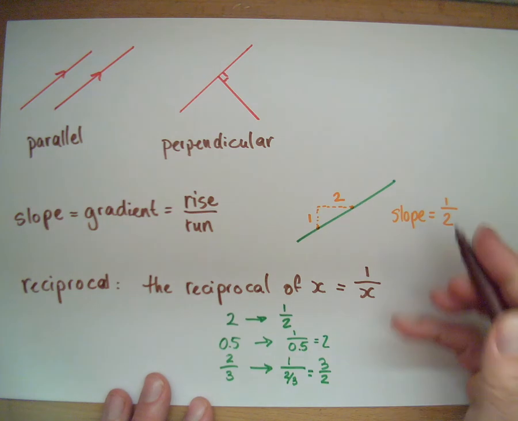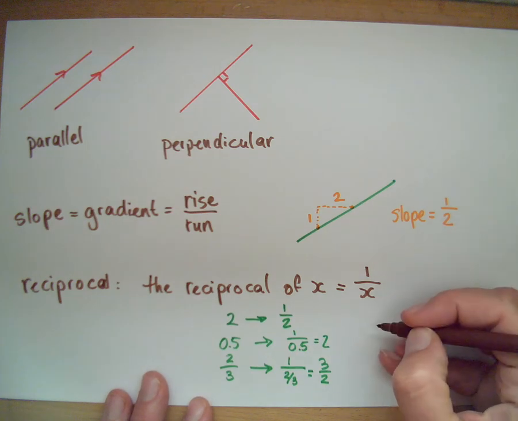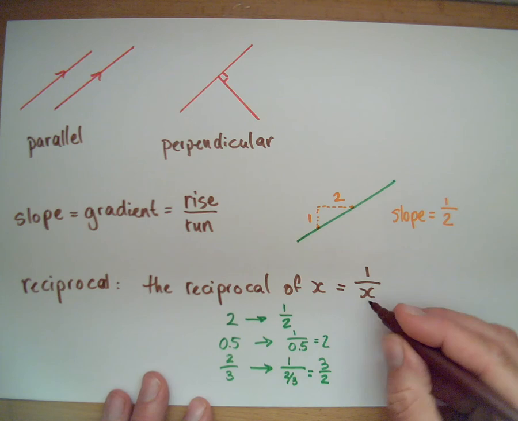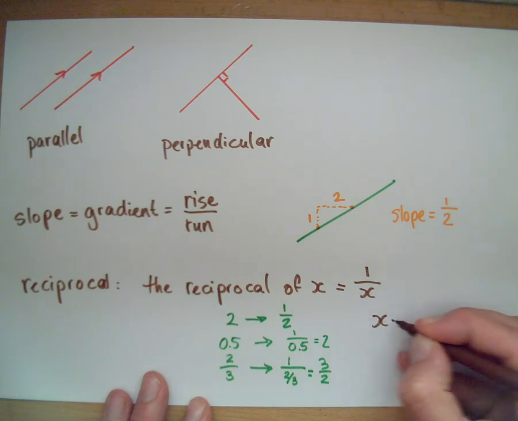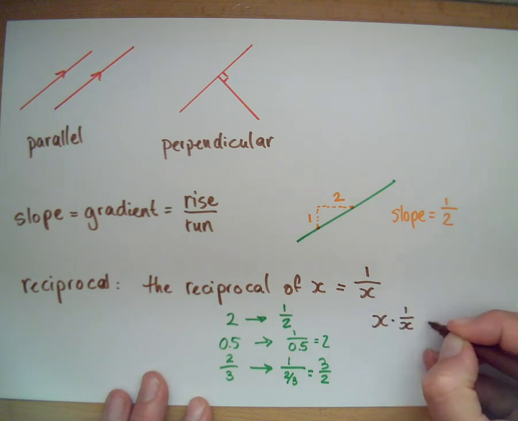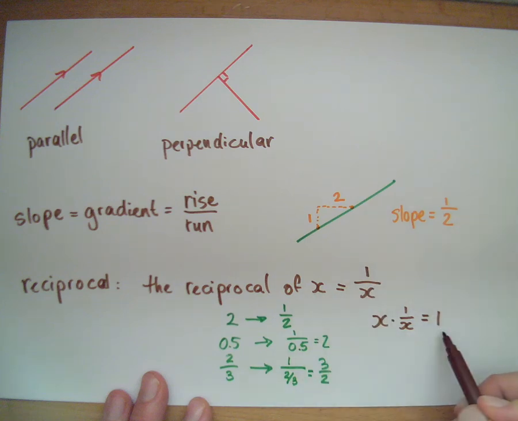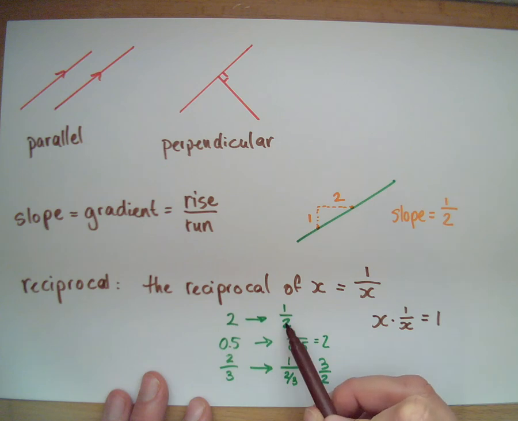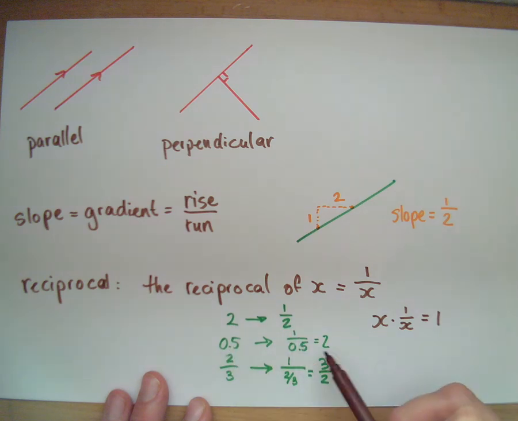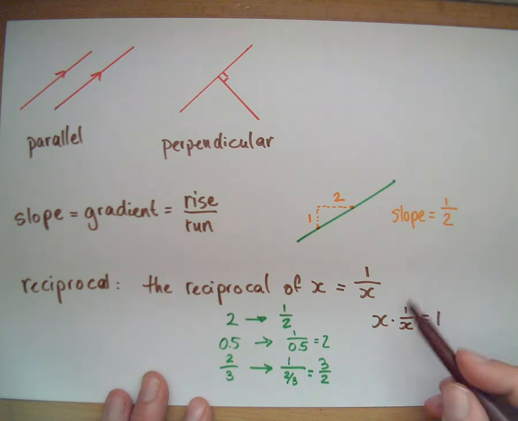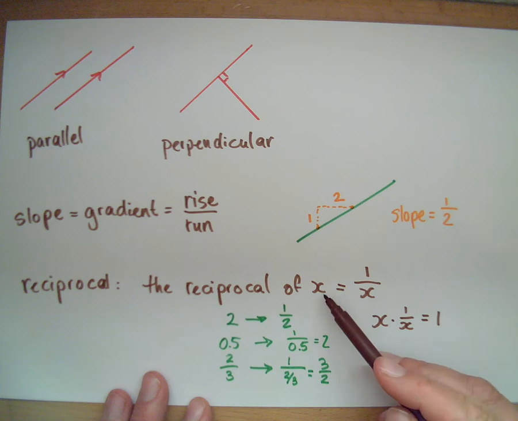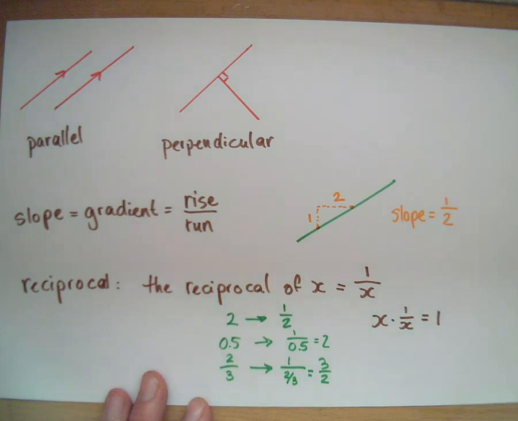A nice, helpful property of a number and its reciprocal is that when you multiply them, they always give 1. X times 1 over x is 1. 2 times a half is 1. A half times 2 is 1. 2/3 times 3/2 is 1. So a number and its reciprocal always multiply to give 1.